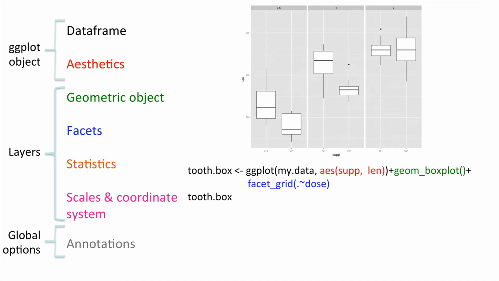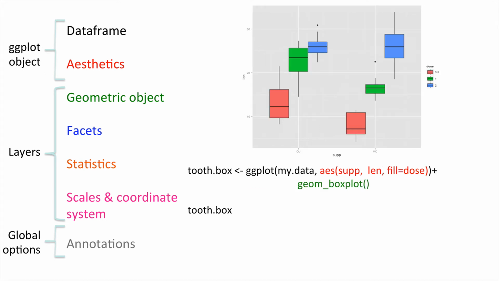But an alternative way is to add this to the mapping in the aesthetics call. This is done simply by fill equals dose, which has coloured these boxes according to the amount of dose that was provided. In this case, I actually prefer the fill equals approach and mapping the data to a colour rather than using a many panelled figure, but it's personal preference.